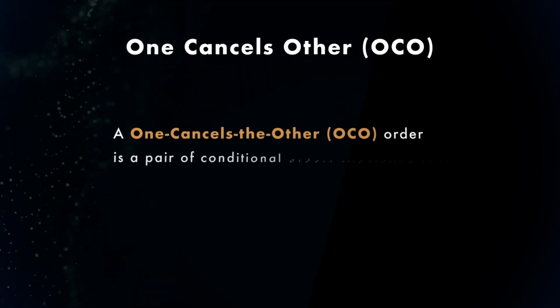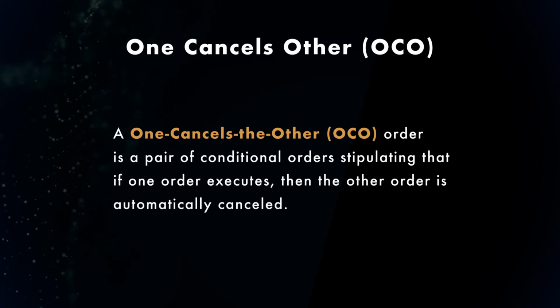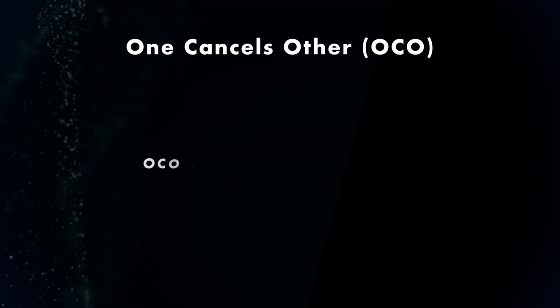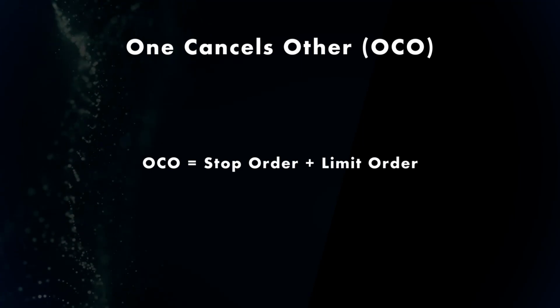Number 10, one cancels other, or OCO. A one cancels the other order is a pair of conditional orders stipulating that if one order executes, then the other order is automatically cancelled. An OCO order often combines a stop order with a limit order on an automated trading platform.